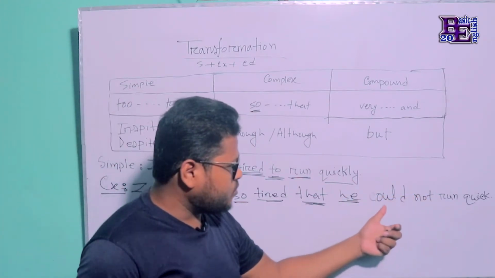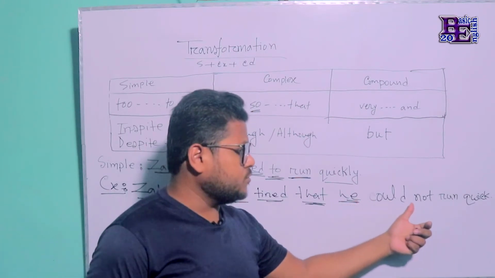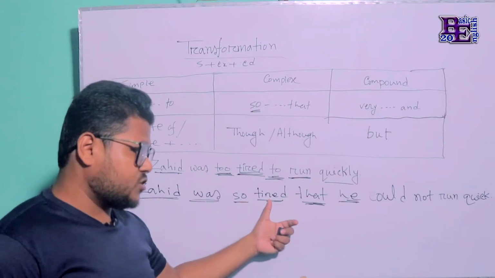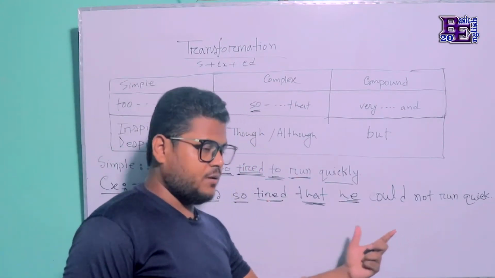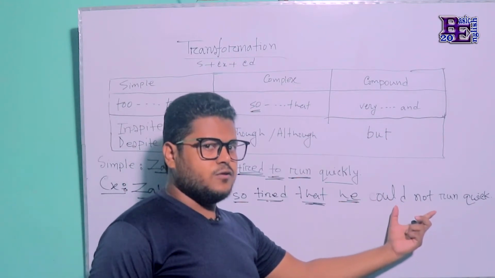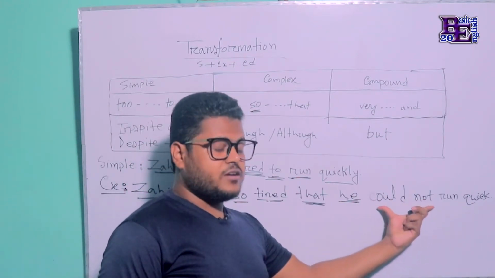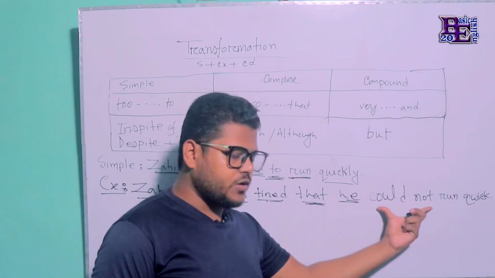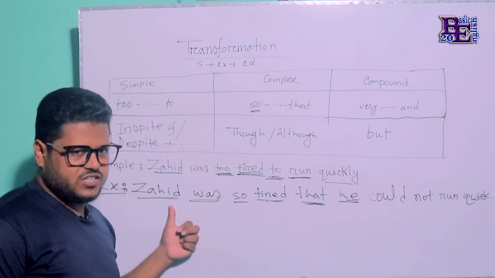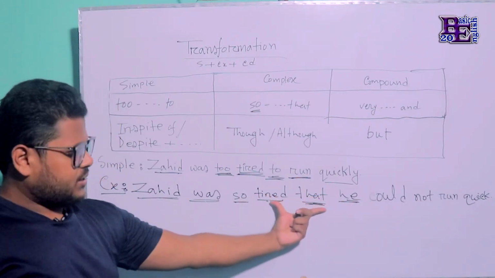Okay, that's why we have used he and then could not, as this is a negative adjective. That's why we have used the negative statement. If the adjective is positive, then we have to use the positive statement. And you know, the tense of the subordinate clause is always maintained according to the tense of the principal clause. This is a complex one.